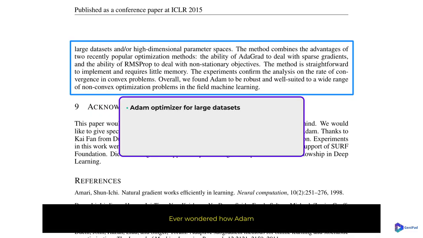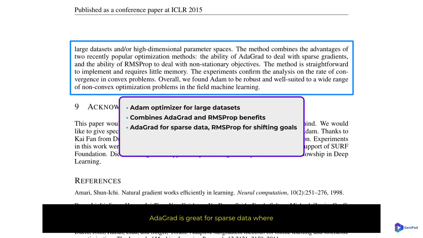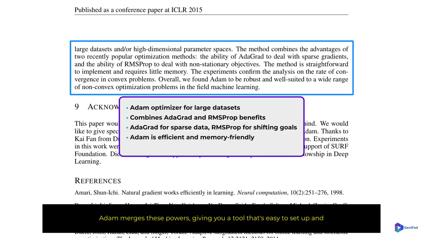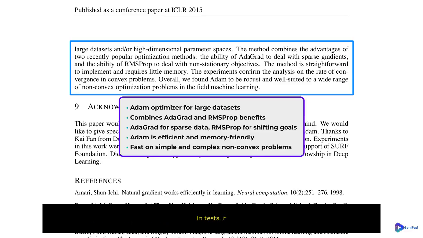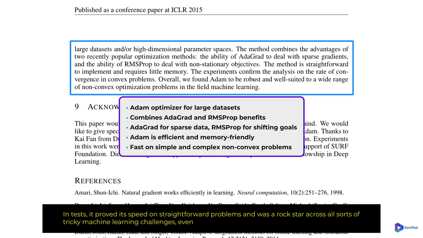Ever wondered how ADAM handles those massive data sets and complex problems? It's like having a super smart assistant that learns from both AdaGrad and RMS Prop. AdaGrad is great for sparse data where updates are rare, while RMS Prop shines when the goal keeps shifting. ADAM merges these powers, giving you a tool that's easy to set up and doesn't hog memory. In tests, it proved its speed on straightforward problems and was a rock star across all sorts of tricky machine learning challenges, even the non-convex ones where the path isn't clear.